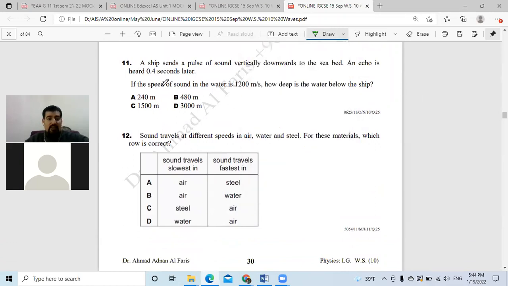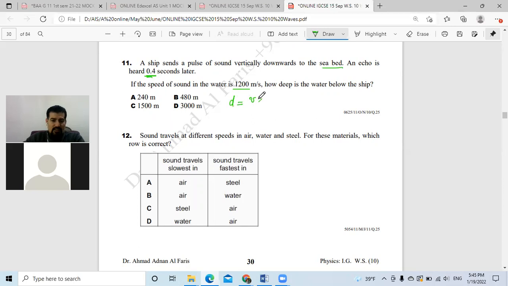Question number 11. A ship sends a pulse of sound vertically downwards to the seabed. An echo is heard after 0.4 seconds. The speed of sound in water is given as 1,200 meters per second. How deep is it? They ask about the distance here.